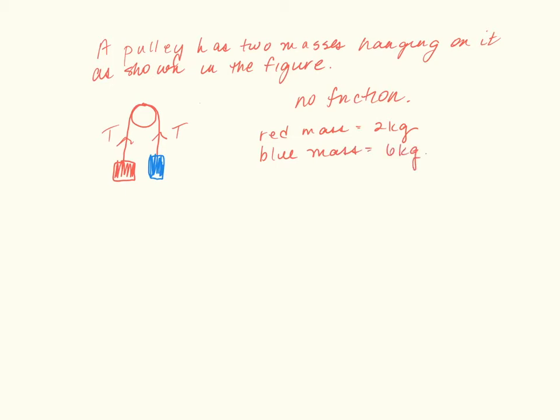So before you solve the problem, you may want to think about what direction this system is going to go in once it's released. Okay, so now the next thing that I have to do is choose a direction as my positive direction. I already concluded that it is going to go this way because the blue one does have a larger mass. So I'm going to choose that as my positive direction. The next step is to apply F net equals ma for each object.